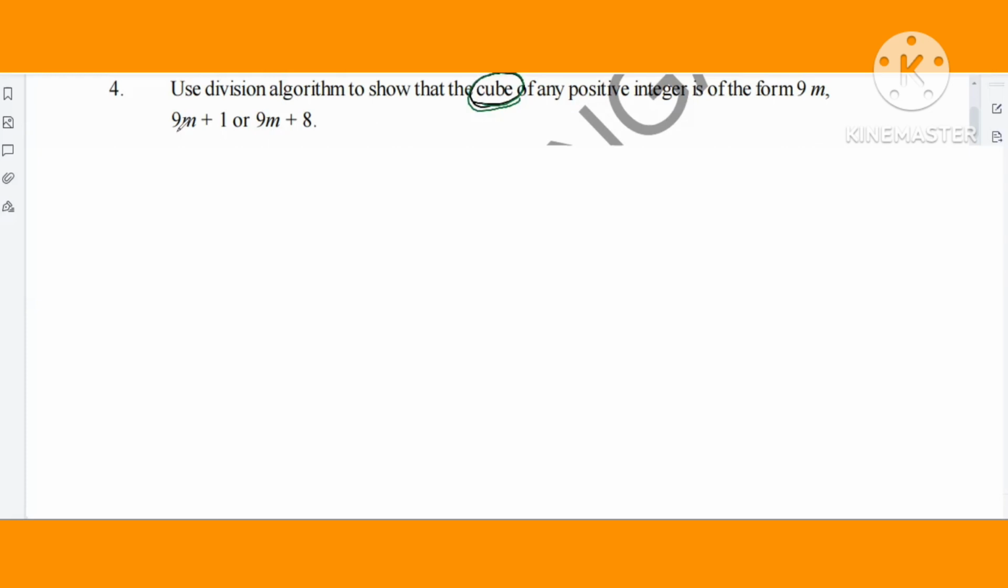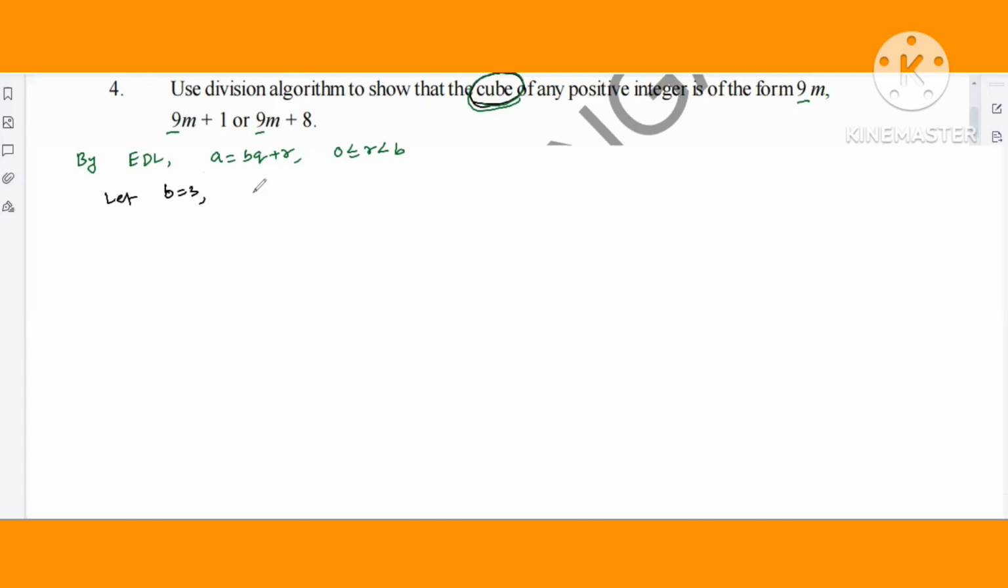But here, what do you take for the B value? Do you take 9? If you take 9, you will get 9 cases. That will take much time to complete. That's why, first of all, let's start the problem by Euclid's division lemma: A equal to BQ plus R, 0 less than or equal to R less than B. Now here we have to assume B equal to 3.